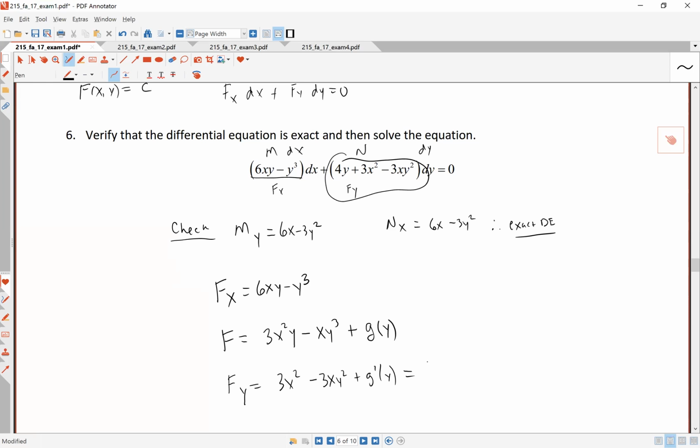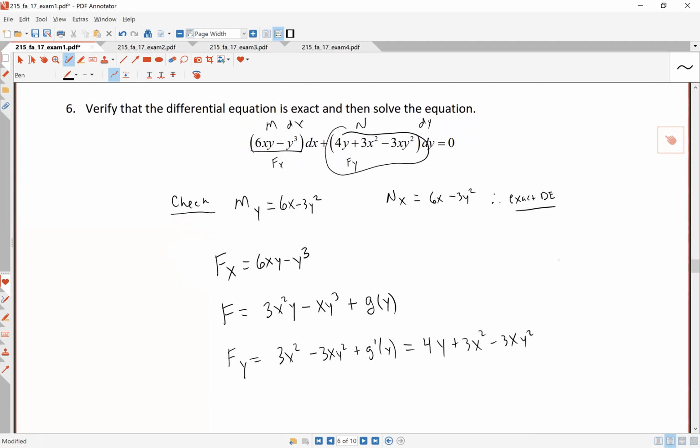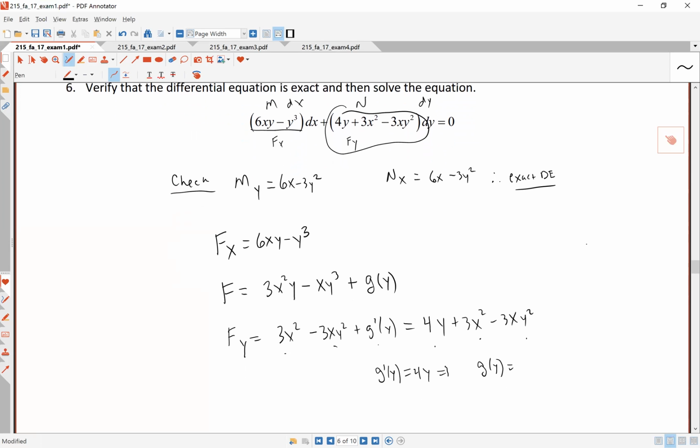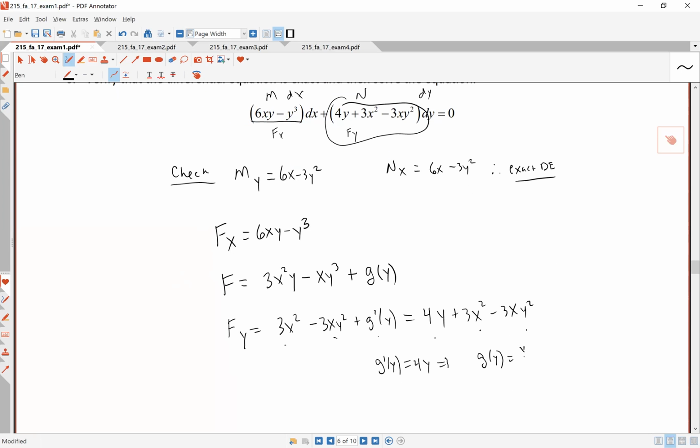Now this is supposed to be equal to 4y plus 3x squared minus 3xy squared. And so we see that we have the 3x squareds, the negative 3xy squared, so we see that g prime of y is 4y. If g prime of y is 4y, then g of y is 2 times y squared. So now we've recovered our f of x, y. It's 3x squared y minus xy cubed plus g of y, which is plus 2y squared.